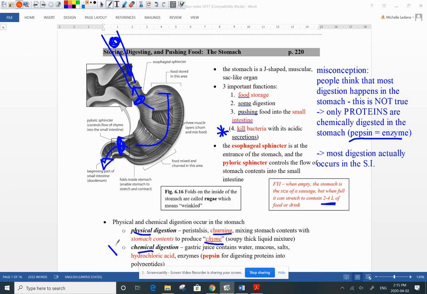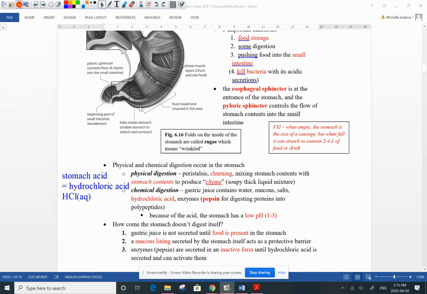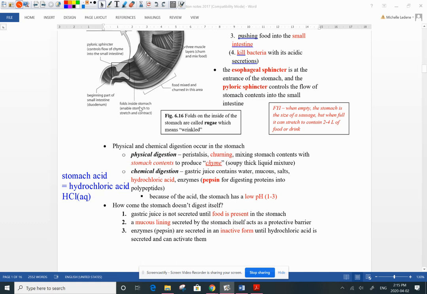Of course, you know that there's a fair amount of chemical digestion going on here as well. We know that the stomach is special. It's the only organ in our body that is extremely acidic, and it has hydrochloric acid, HCl, for you chem people out there. And because of this acid, it has a very, very low pH, between 1 and 3. So this is going to be too acidic for most enzymes to survive in. But pepsin loves this pH, and it digests proteins into smaller polypeptides.